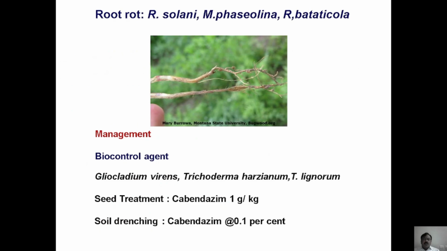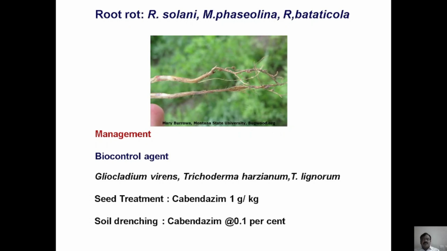And then the root rot, which is caused by Rhizoctonia solani as well as Rhizoctonia bataticola, which is the perfect stage of Macrophomina phaseolina. So the Rhizoctonia solani, as with the other pulses, causes wet root rot, while Rhizoctonia bataticola or Macrophomina phaseolina causes dry root rot symptoms.